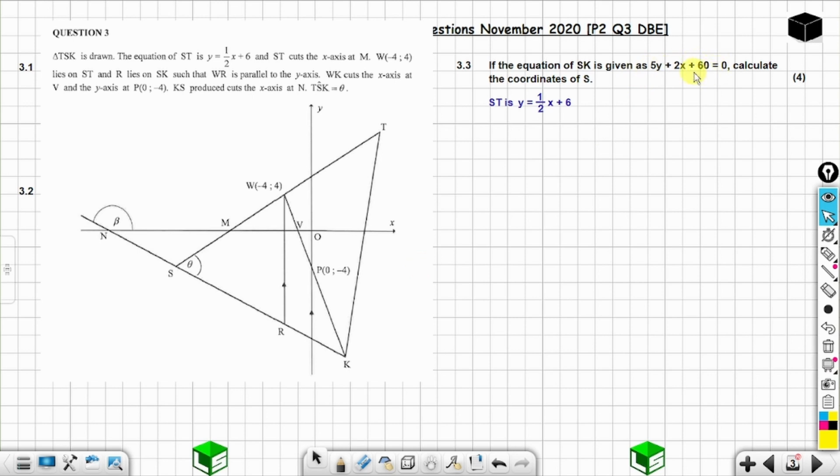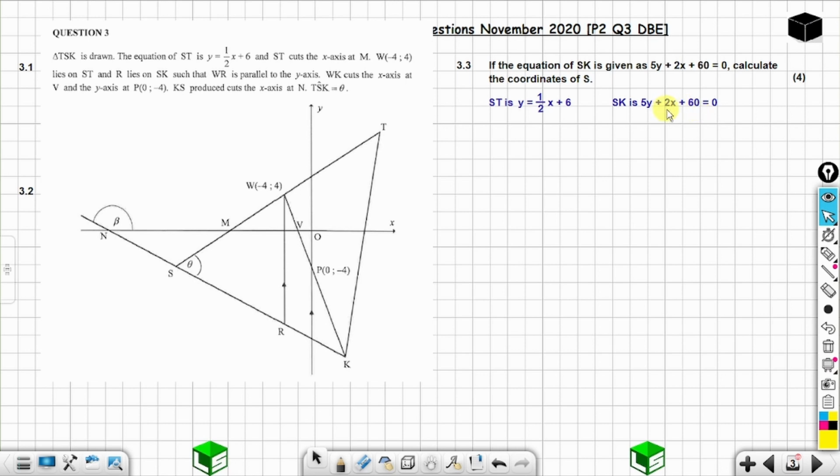So we have to make y the subject of the formula first, before you can equate the two equations. SK is given like this, and you are going to make y the subject of the formula. So 5y is equal to -2x - 60.